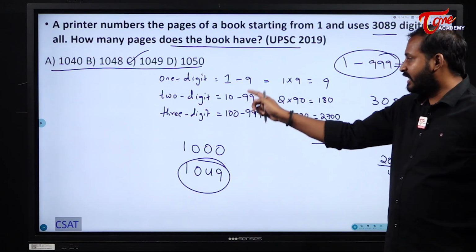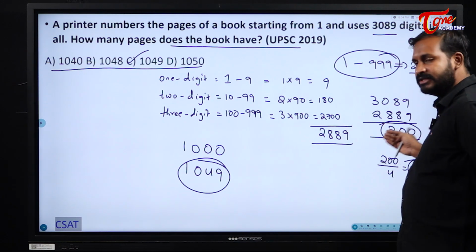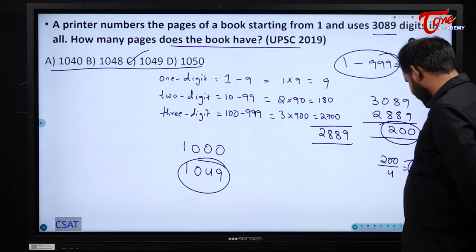Understood? So first 1 digit, 2 digit, 3 digit. Up to 3 digit I used 2889. So the remaining 200 digits were used to write the 4 digit numbers. So 200 by 4 it becomes 50.